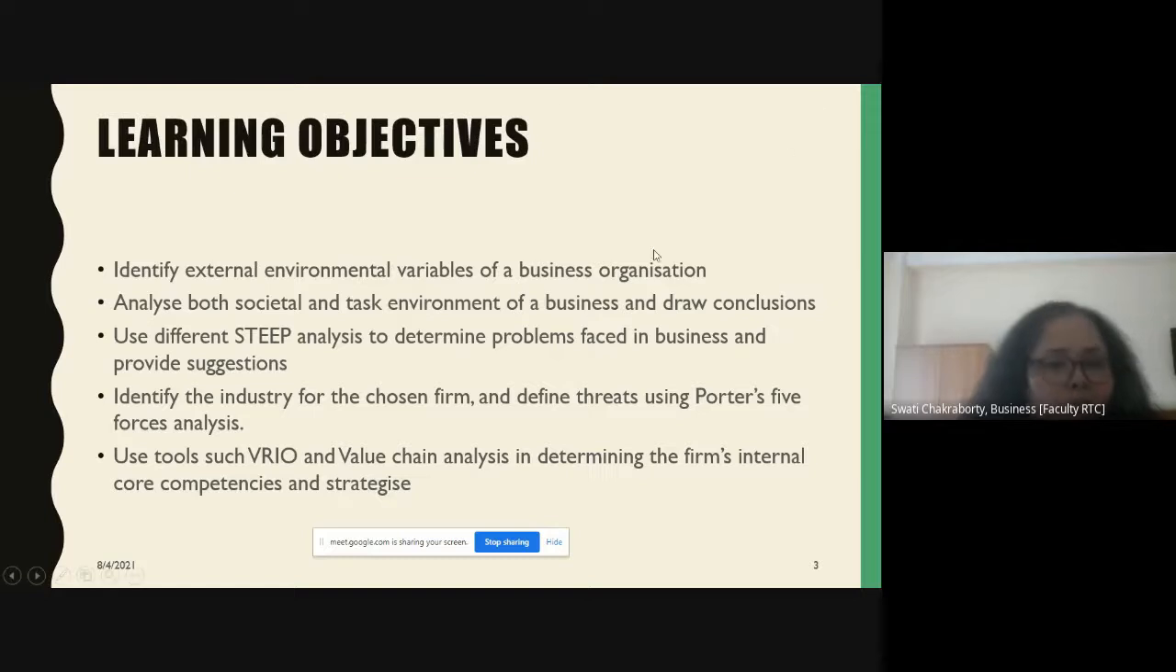Okay, so what about the learning objectives that we have? The learning objectives up here are to identify the external environmental variables, analyze the societal and task environment of a business, using the STEEP analysis to identify the problems that the business faces, which would help in providing suggestions, and identify the industry for the chosen firm and define the threats using Porter's five forces analysis, and also using tools like VRIO and value chain analysis for determining the firm's internal core competencies and strategize.